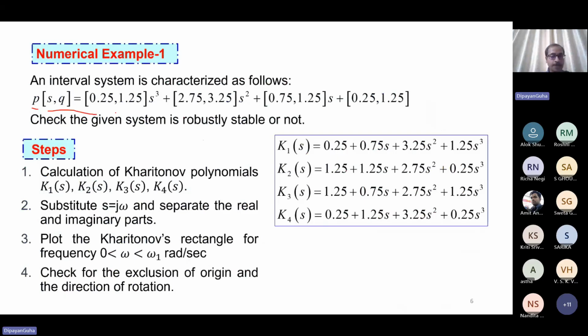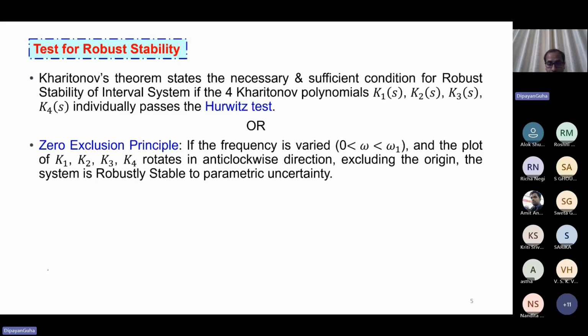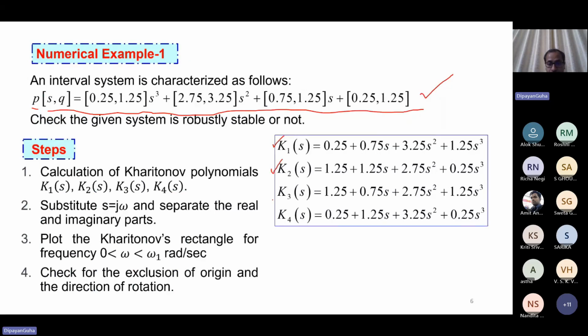So a simple third order interval characteristic polynomial is given to us, and we have been asked to test whether the closed loop system for which this characteristic polynomial is computed is robustly stable or not using the Kharitonov approach. For this, following the same guidelines available in the literature, we computed four Kharitonov polynomials, from K1 to K4, or as per the notation, Q1, Q2, Q3, and Q4.